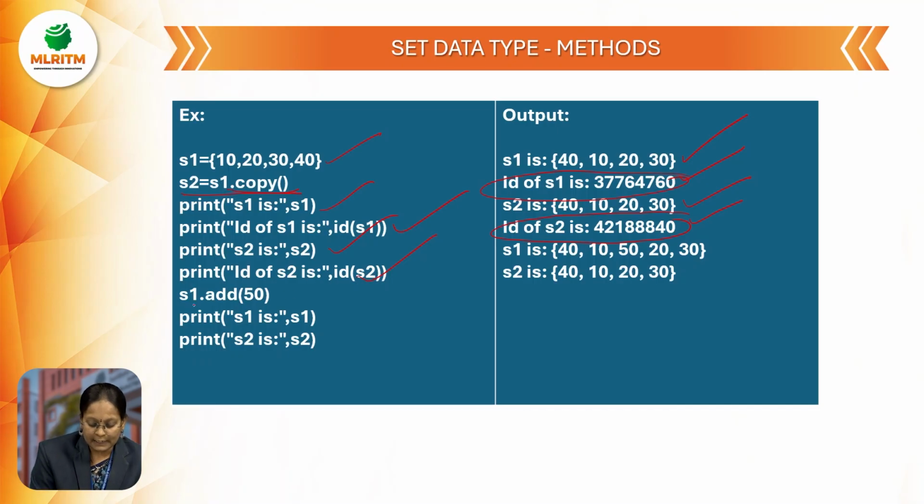Then in S1 I am adding the element 50. I print S1 with the 50 element, then I print S2. The changes made in S1 will not affect the set S2. So S2 is the same, with only 4 elements, while S1 has 5 elements.